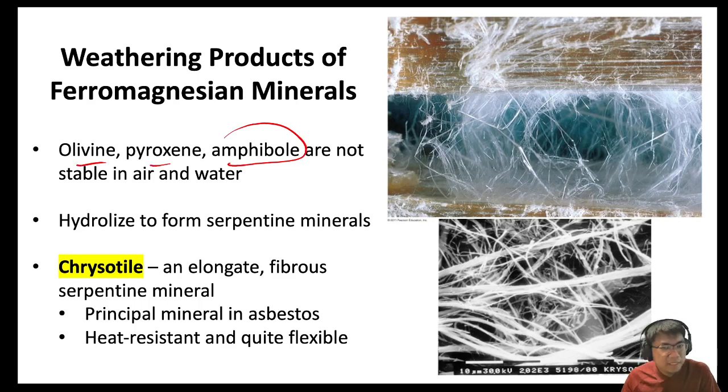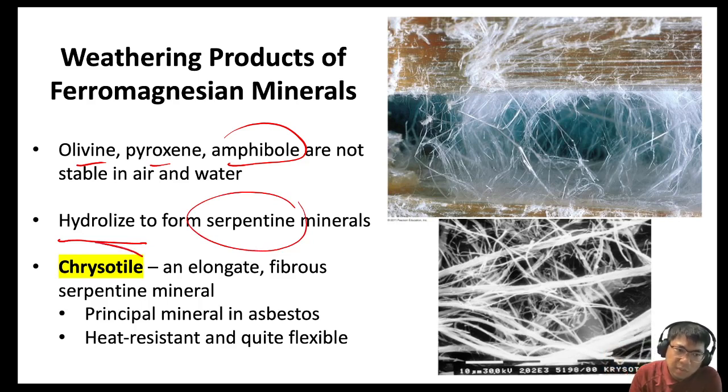These are ferromagnesian minerals, and they are not stable in atmospheric conditions, within the air or within the water. So they can hydrolyze. They can undergo hydrolysis to form other types of minerals such as serpentine minerals, for example. Serpentine minerals, maybe it's okay, but chrysotile, this is also another product of weathered ferromagnesian minerals.